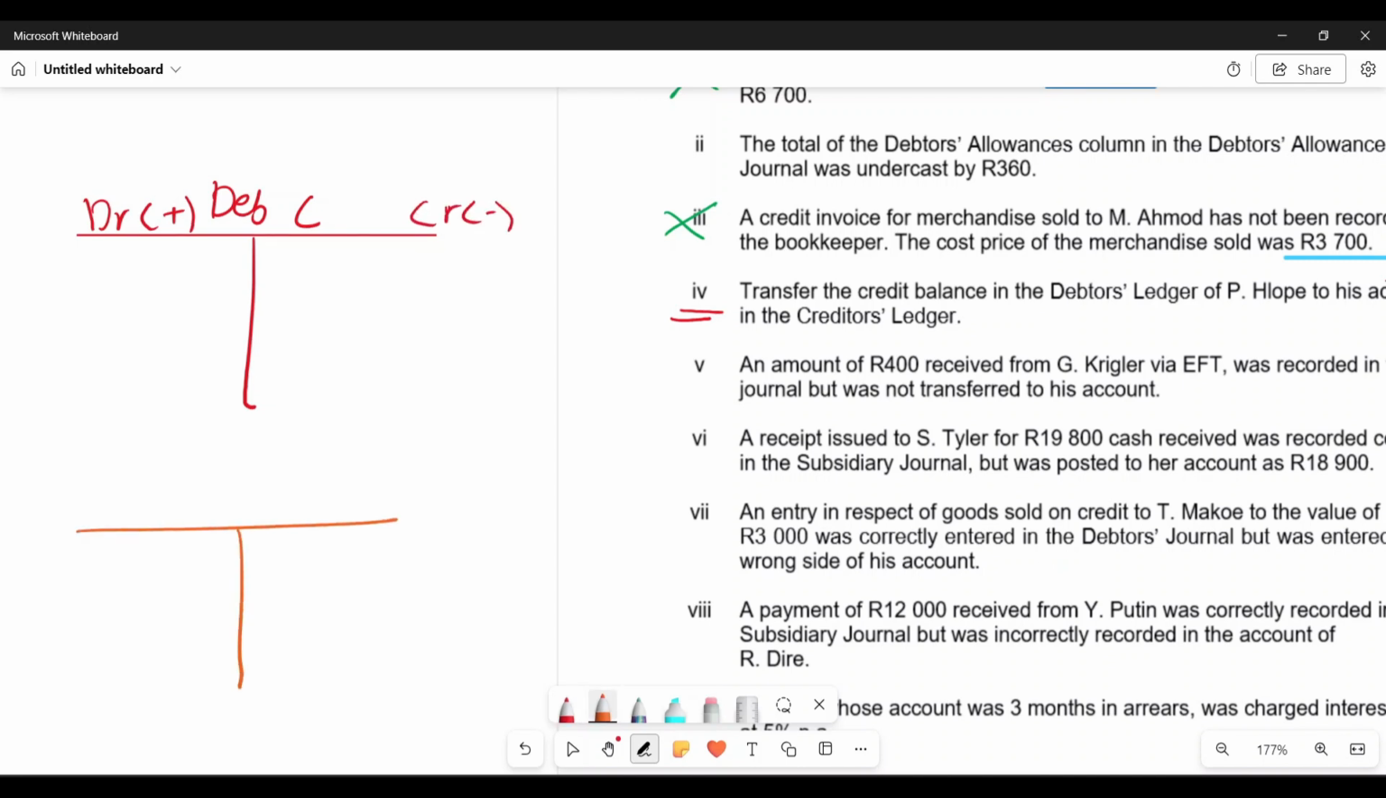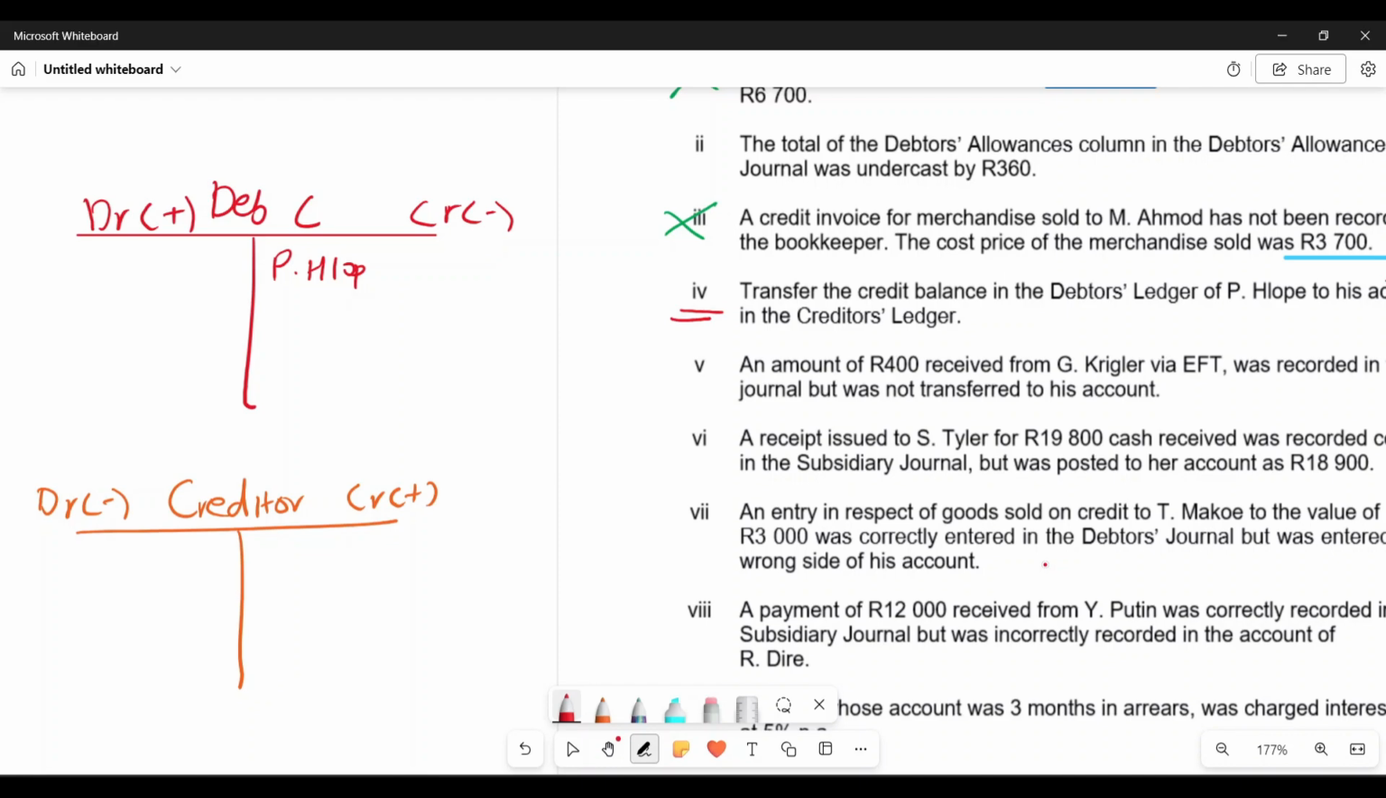Now, here it's our creditors control. So this account is unnecessary, but I just want to show you what actually happened here, or what it is that we are going to do with this information. This increases on the credit side and it decreases on the debit side. Now, here they're telling us to transfer a credit balance in the debtor's ledger of P. Lope into his account in the creditor's ledger, meaning that this person had a credit balance. As a result, we were owing him money, because this account decreases on the debit side. So P. Lope, right, so I'm going to write P.